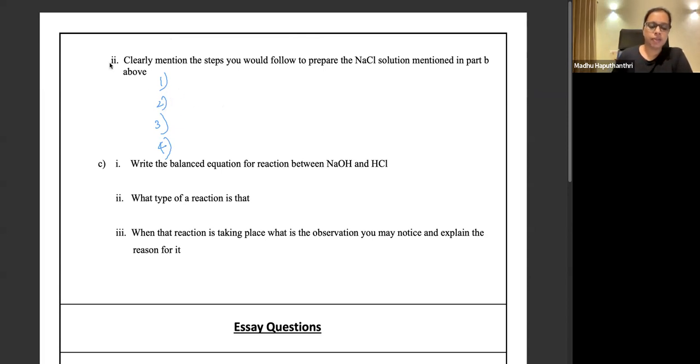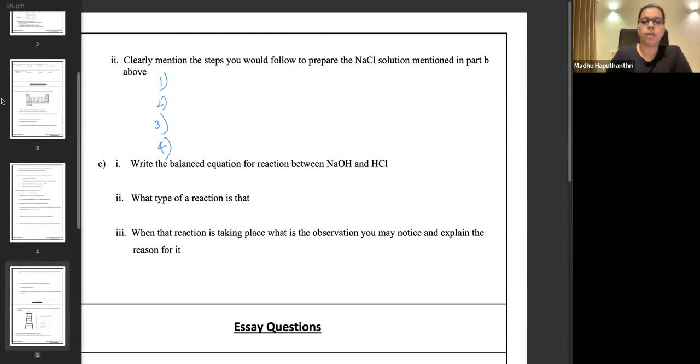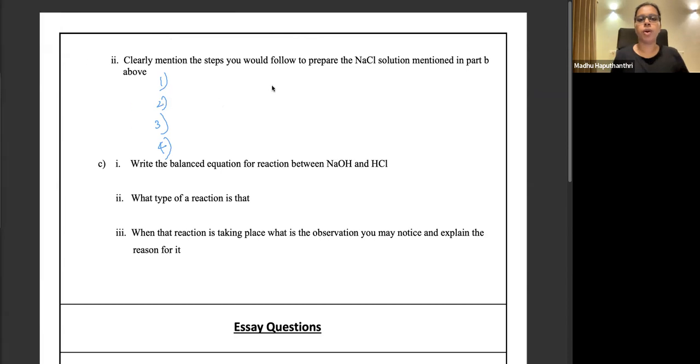Second statement, what I said was, put the sodium chloride mass into a 200 centimeter cube volumetric flask. That is the second statement. Put it into the 200 centimeter cube volumetric flask, because the solution we want to prepare is 200 centimeter cubes.